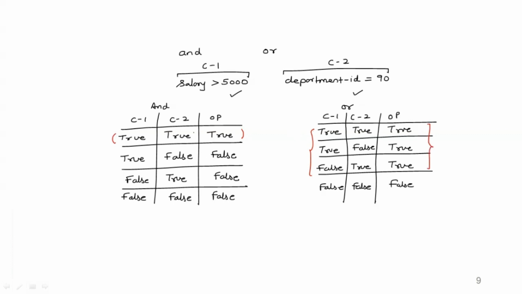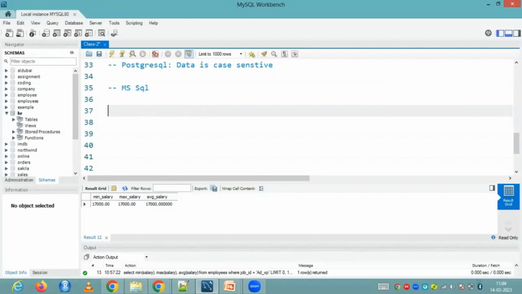So in a nutshell, we use the AND operator when we want only those records where all the conditions which we have declared are true, are possible, or maybe are happening. We use the OR operator when we want all those records where either of the conditions which we have declared is true. Now let's see one example.